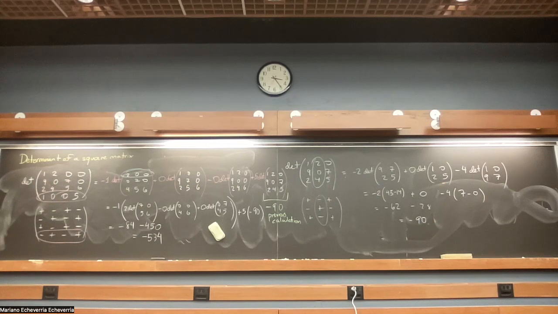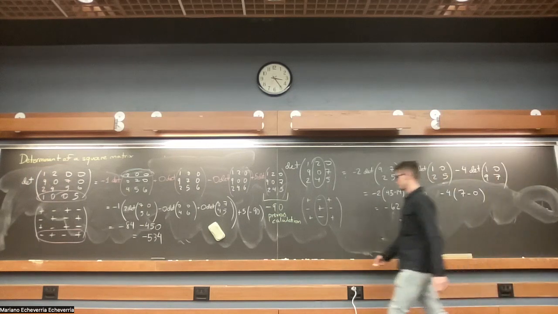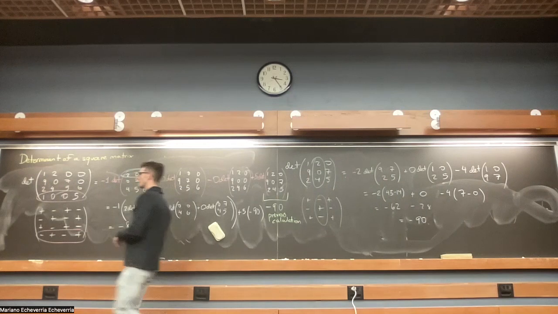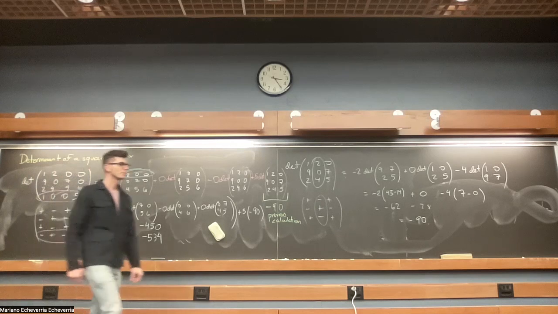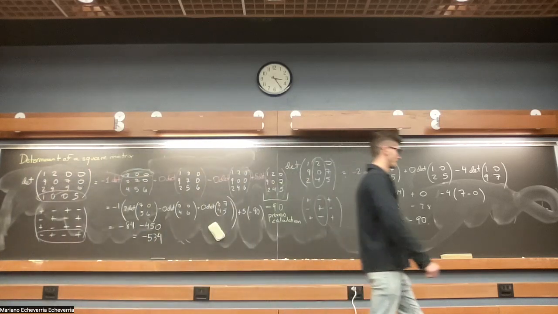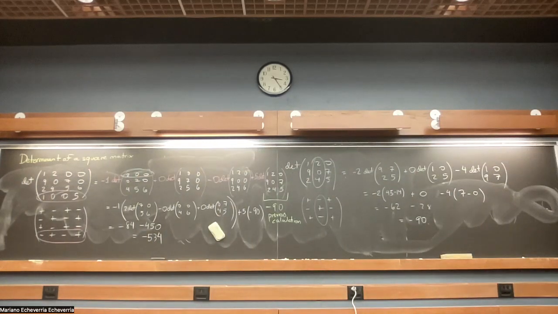Okay, any questions about this? So the typical determinant question is, I give you a matrix and I ask you, is it invertible? And then you just find its determinant. That's more or less how we want to use it. Oh, invertibility.